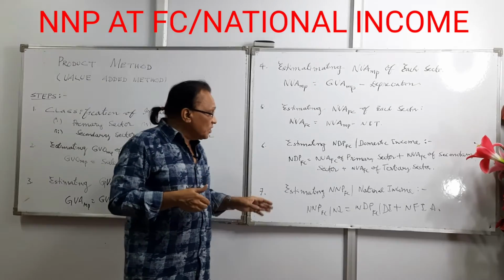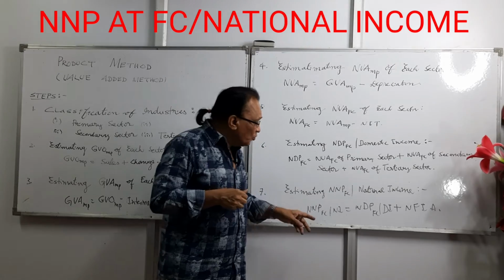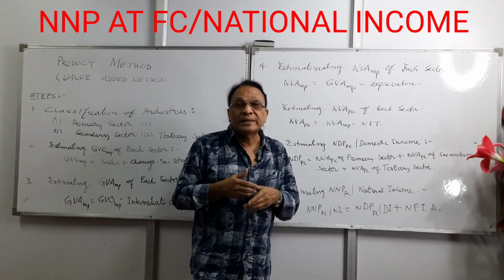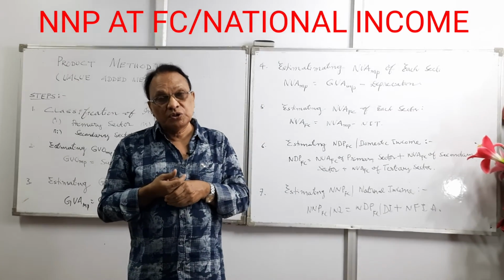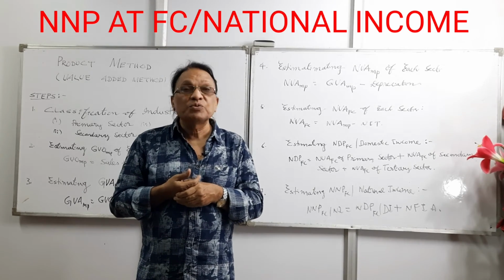The last step is estimating national income or estimating NNP at FC. How do we get it? To NDP at factor cost, or domestic income, you add NFIA, net factor income from abroad, you get NNP at factor cost. What exactly is NFIA? We discussed earlier. I'll give you one sentence.